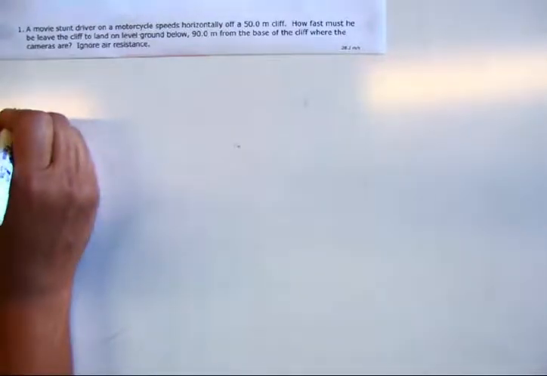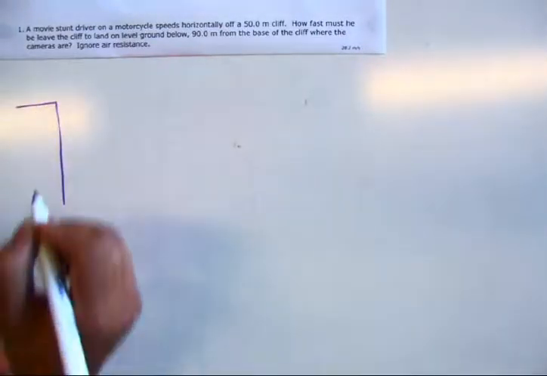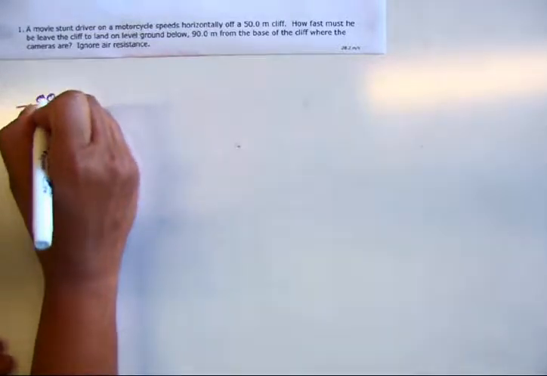On this worksheet it says a movie stunt driver on a motorcycle speeds horizontally off a 50 meter high cliff. How fast must he leave the cliff in order to land on the level ground below, 90 meters from the base? Yeah, so your diagrams become really, really important here.